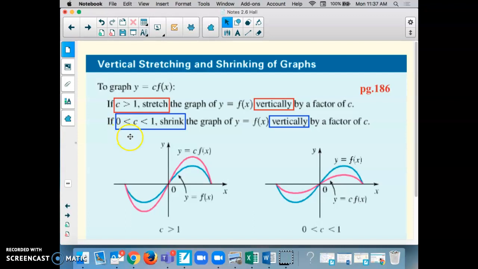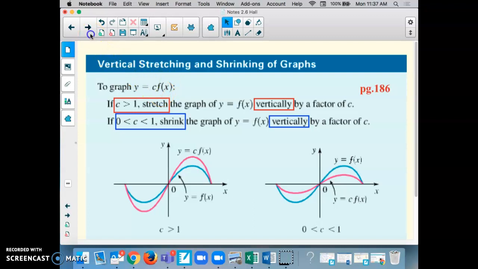But if that c value is between 0 and 1, keep in mind we're not talking about negatives. Negatives will be a reflection. But if c were between 0 and 1, some kind of decimal or fraction, then it is now a vertical shrinking by a scale factor of c. So if it was like 1/2, your entire graph would shrink by a factor of 1/2. Notice that the factor of c is multiplied to the outside of the function.